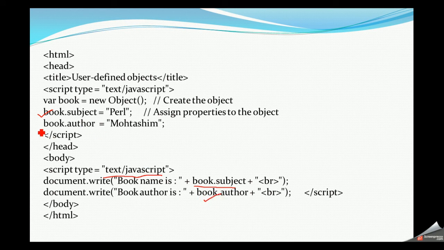I am accessing the property of this object, and the output we will get is book name is equal to Perl, which is stored in the new object, and then book author is equal to Mutashim, which is again stored in this JavaScript code. So by accessing this JavaScript code we will be getting an output.